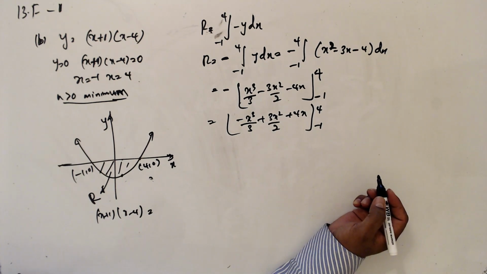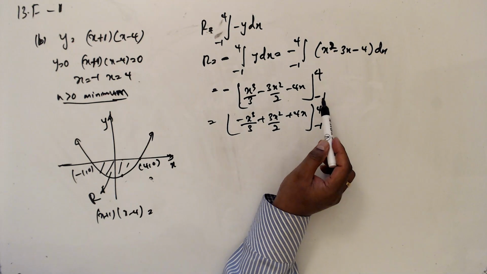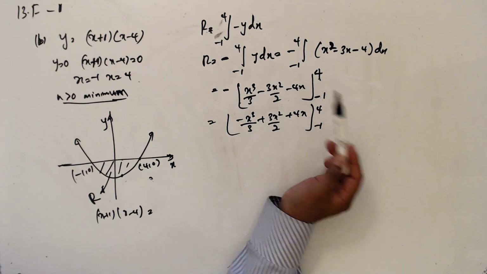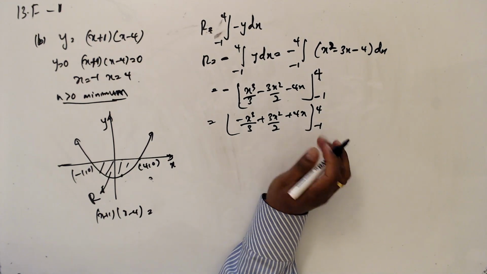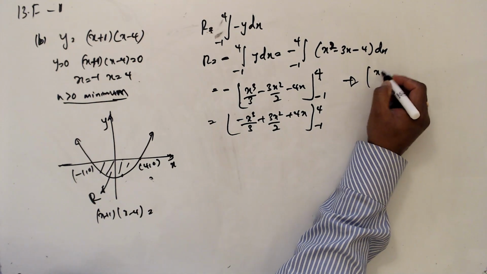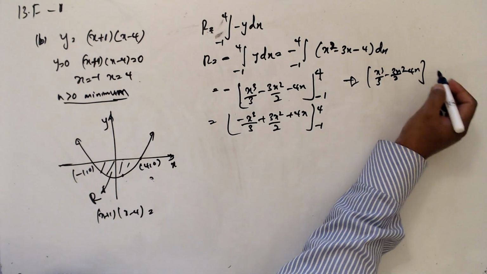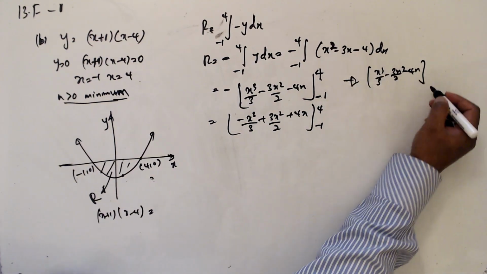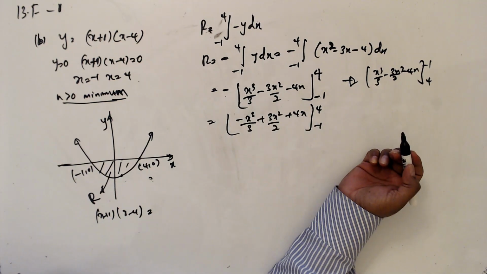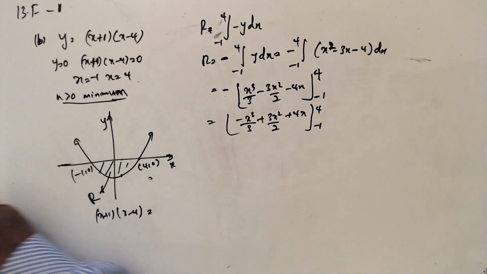Also, there is a simple way to do this. When we take this minus out, I can put the limits 4 to minus 1 the other way around, but I will leave this one. Okay, I will write that one and close. So x cubed over 3 minus 3x squared over 2 minus 4x, from 4 to minus 1. I took the minus 1 out. So that is also right, but I will stay with this one.